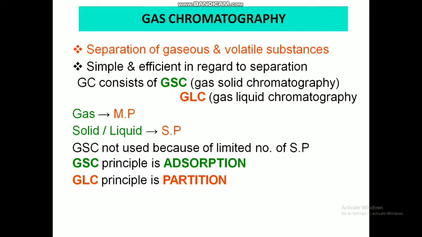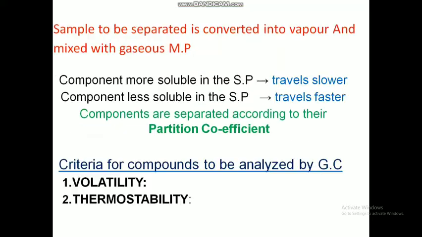Here, gas solid chromatography is not widely used because it contains fewer stationary phases, and only gas liquid chromatography is widely used in pharmacy. In gas chromatography, we need to inject the samples in vaporized form because we are using the mobile phase in gaseous form. If the components are more soluble in the stationary phase, they travel slower and are eluted later, and if the components are less soluble in the stationary phase, they travel faster and are eluted first. Components are separated depending upon their partition coefficient.